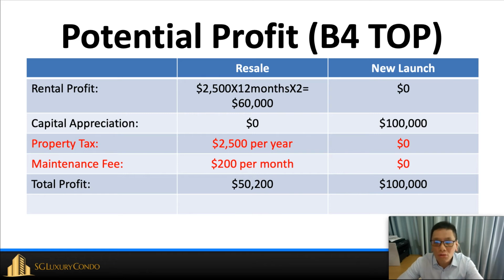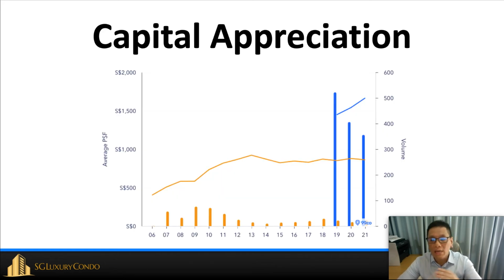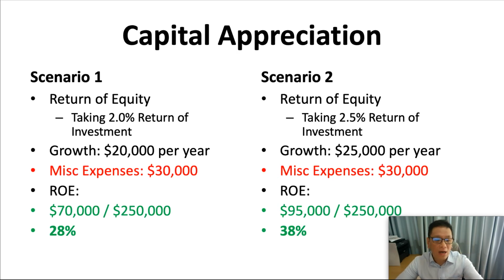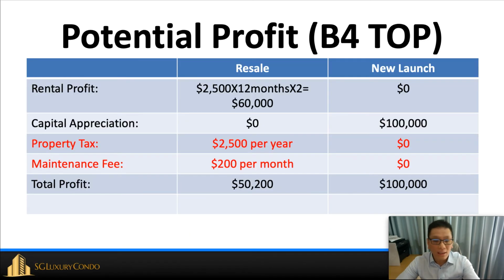Now let's look at the new launch area. If you look at my previous slide again, it has actually earned a 100 PSF gain. So in total, on my previous slide, I was actually stating that you earn like 20,000 per year. If we look at this capital appreciation, we'll be looking at 100,000 capital appreciation upon TOP, and you minus off the maintenance fee, which you don't have any, and you don't have any property tax. Therefore, your overall profit is roughly around 100,000.